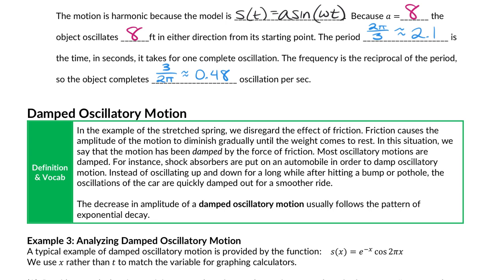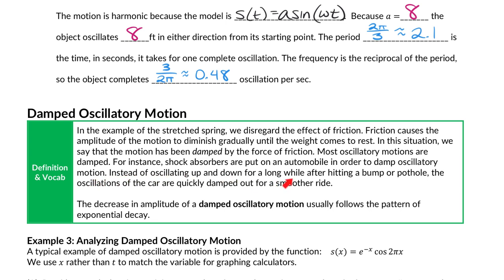So if you roll a ball, physics tells us an object in motion stays in motion, right? So why does a ball stop when you're rolling it on the ground? Because of friction. Okay, great. So we understand the theory behind friction. Friction causes the amplitude of the motion to diminish gradually until the weight comes to rest. In this situation, we say that motion has been damped by the force of friction. Most oscillatory motions are damped. For instance, shock absorbers are put on automobiles in order to damp oscillatory motion.